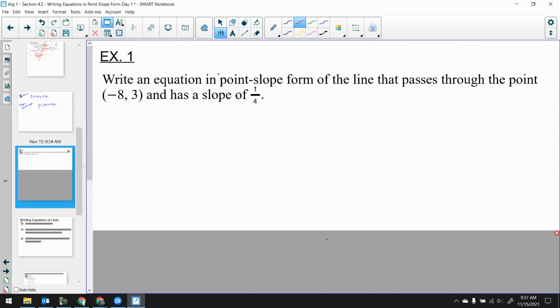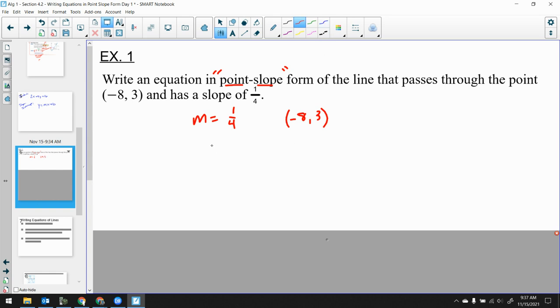Write an equation in point slope form of the line that passes through the point -8 comma 3 and has a slope of 1/4. So what we're going to do here, let's first identify the point and the slope. Well, the m is 1/4. That's pretty easy. Slope of 1/4. And the point is -8 comma 3.